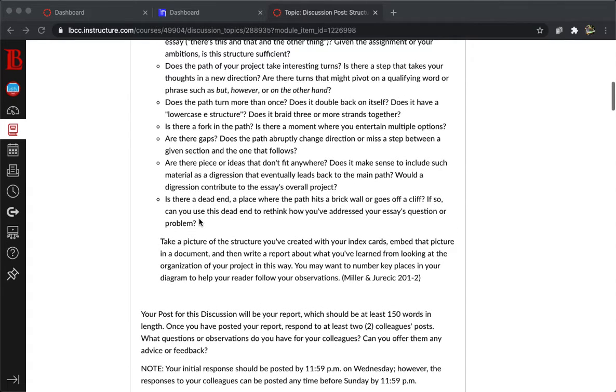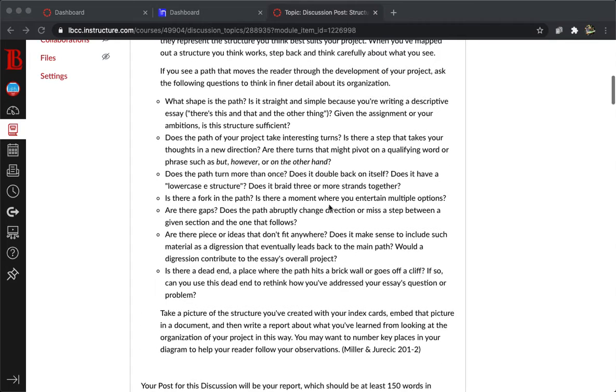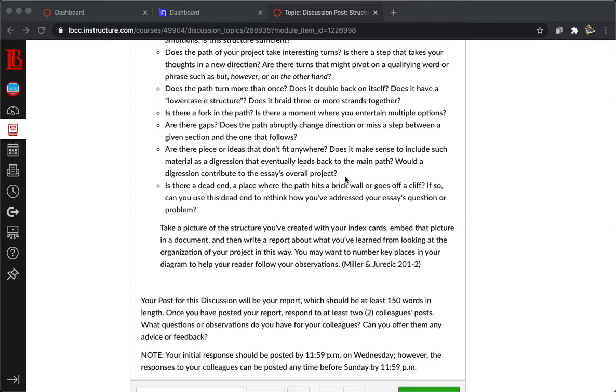So once you've answered these questions, you've laid out the organization of your essay using those index cards or pieces of paper, you're going to take a picture of that. Okay, so using your phone or some sort of camera, you're going to take a picture of that, and then you're going to include that photo in your post.